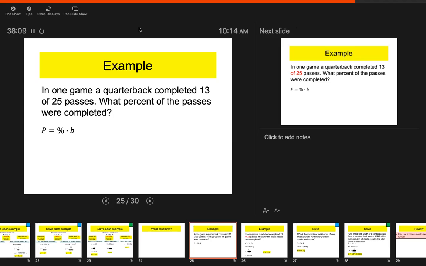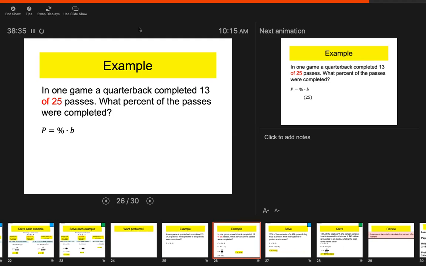So what's the only word we're missing here? What word is next to the 25? So if this is the of, that would make that the is. So that's kind of how we're going to use our inspector skills here to try to tease out the information. And it does say what percent, so we are solving for percent. So of 25, right, there's your base. We're solving for is, your 13. Okay?